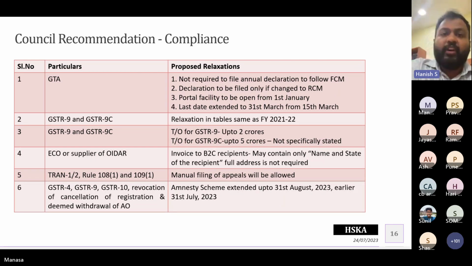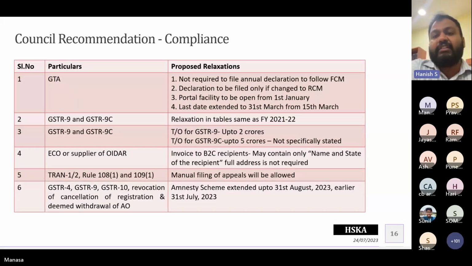Okay. Then e-commerce operators or OIDs had an issue. For B2C recipients, as per the invoicing requirement, they have to give the full address of the recipient. In certain cases, they said no, as long as the state of the recipient is mentioned, that is more than sufficient.